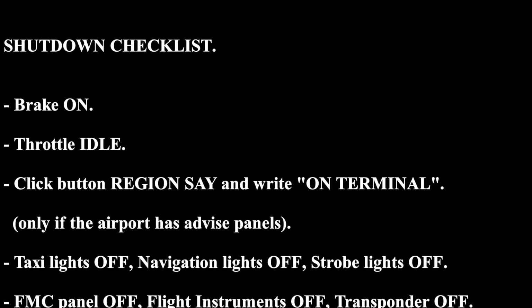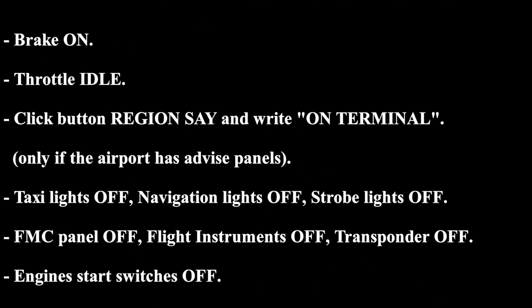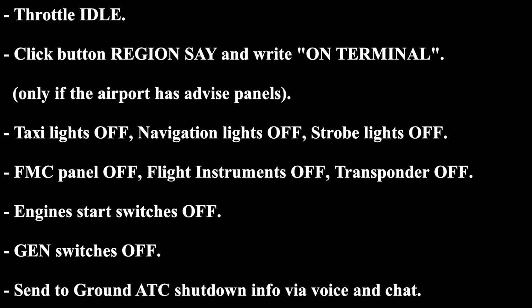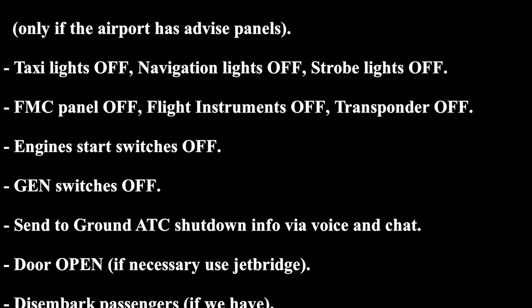Shutdown checklist. Brake on. Throttle idle. Click button region say and write on terminal, only if the airport has advise panels. Taxi lights off, navigation lights off, strobe lights off.